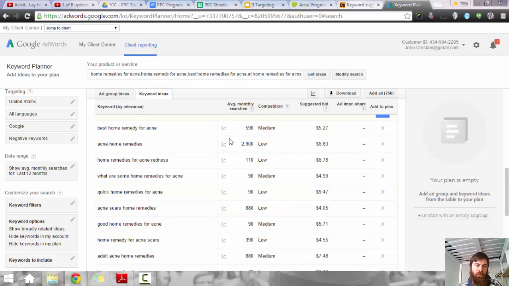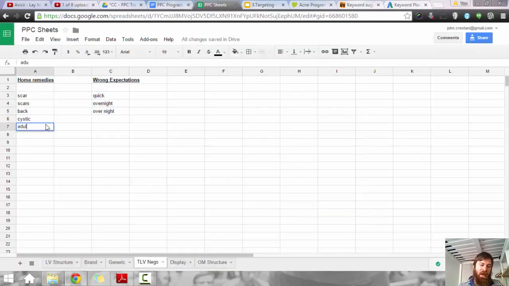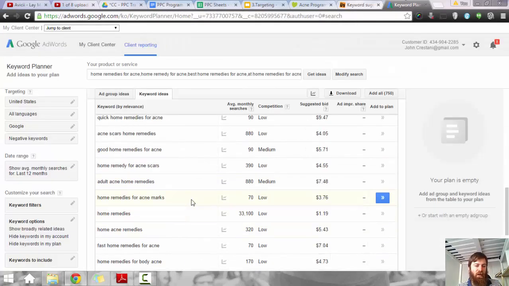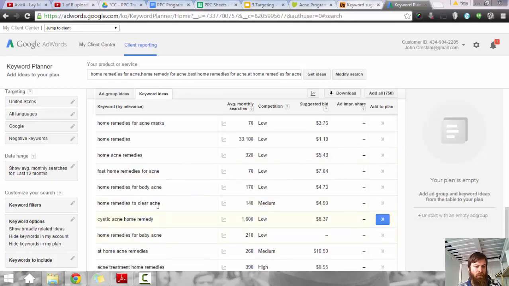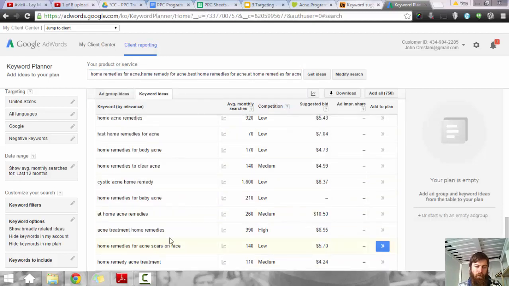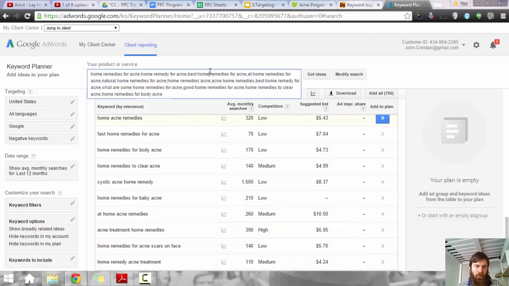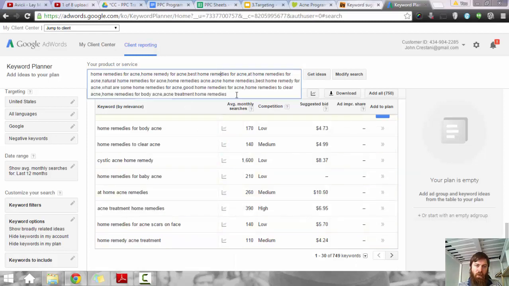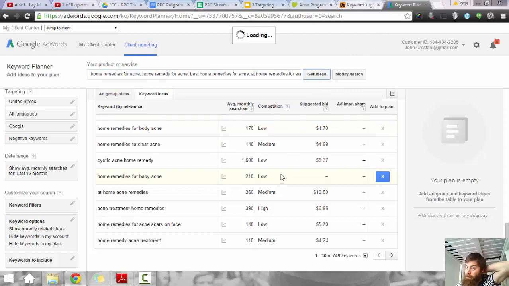Adult acne home remedies. I'm going to try to keep those adult acne terms separated out into their own group. Maybe as a business owner, I believe adult acne has to be addressed differently. Home remedies to clear acne. Body acne. And let's see, this will be, I think, one of the last ones. We could do this for ages. But let's see how this works out first.